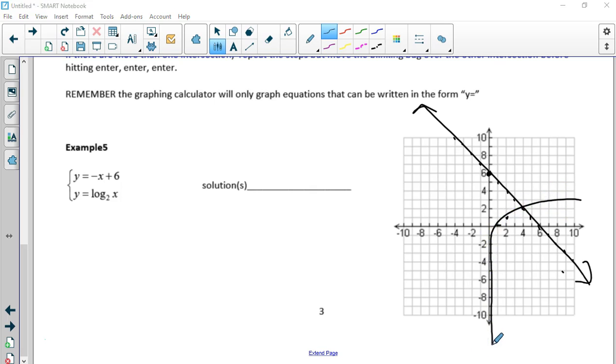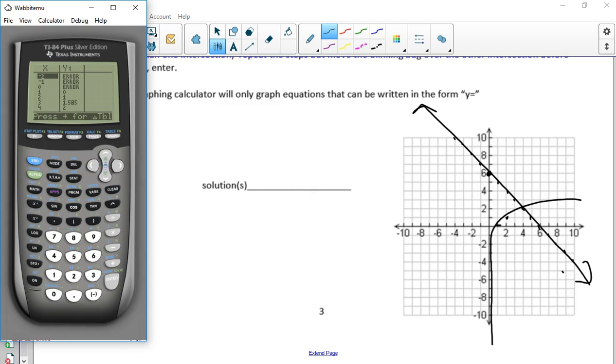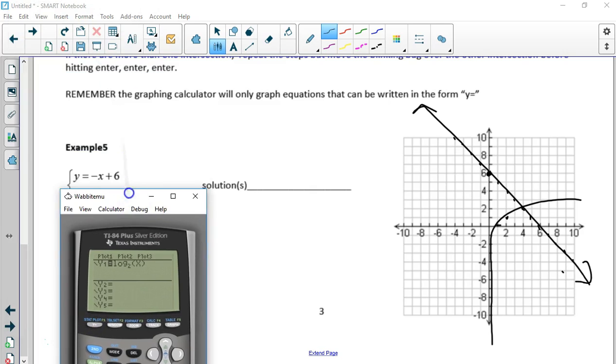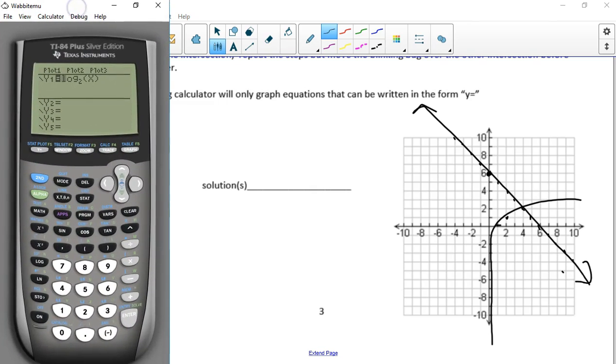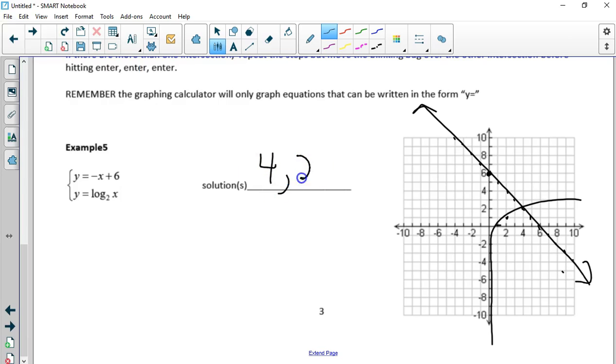Now, to find the actual points of intersection, we're going to put in our second one, which was, again, negative x plus 6. Hit graph. And we're going to do second calculate, trace again. 5 for the intersection. Go to where we think it's going to hit. And we hit enter 3 times. And there it is at 4, 2, which we can clearly see from our drawing, it did hit at 4, 2. And that's it.